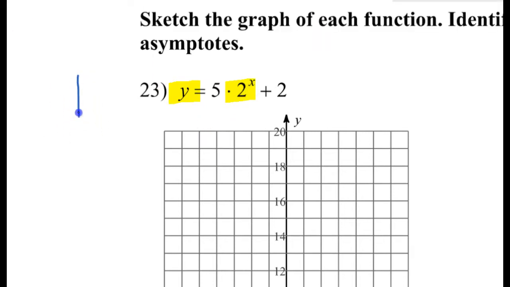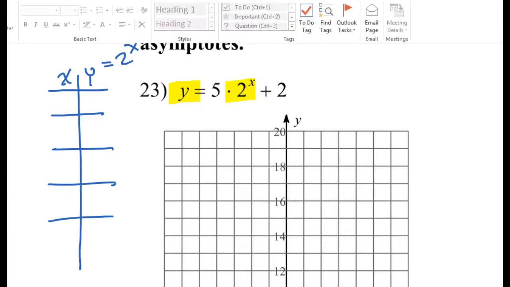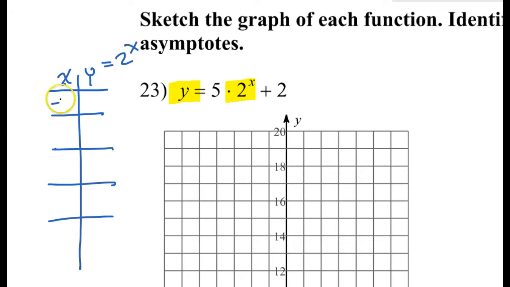So let's make our table of values. Okay, when we do logarithms, we start with the y values. But we don't do that for exponential functions. When we do exponential functions, and right now we're just thinking y equals 2 to the x power, we start with the x values like we have since you were little. So we'll start always with the same x values, -2, -1, 0, 1, and 2.